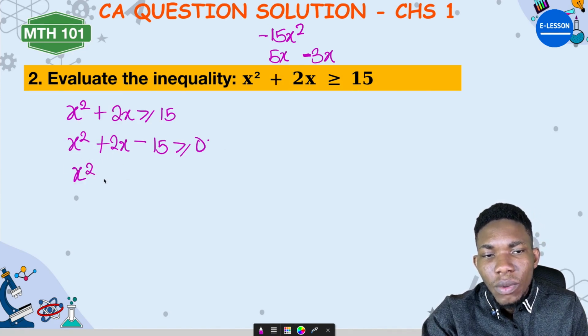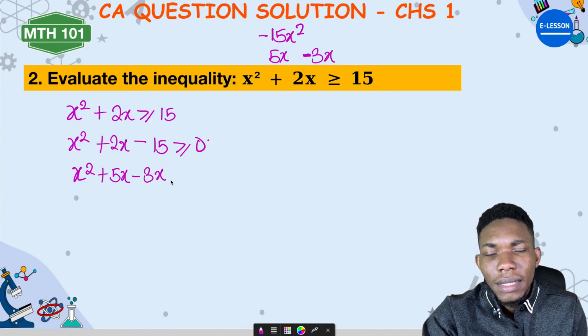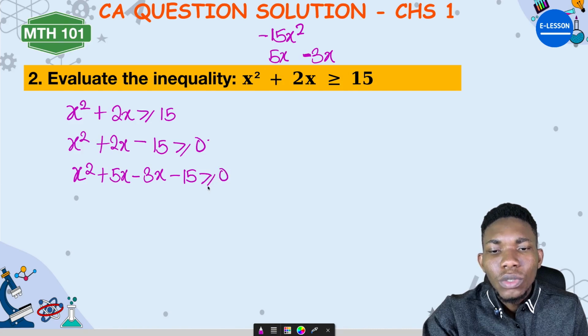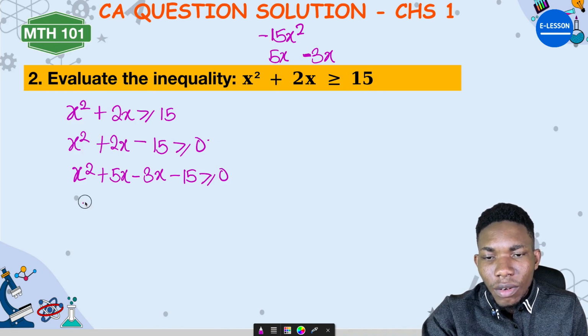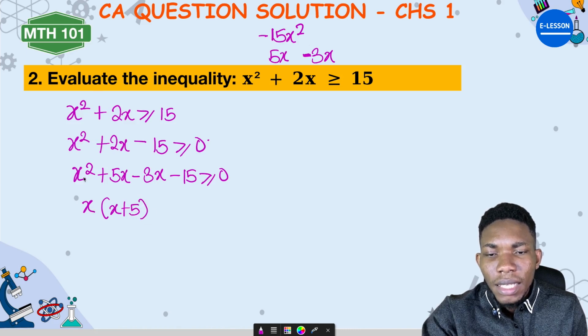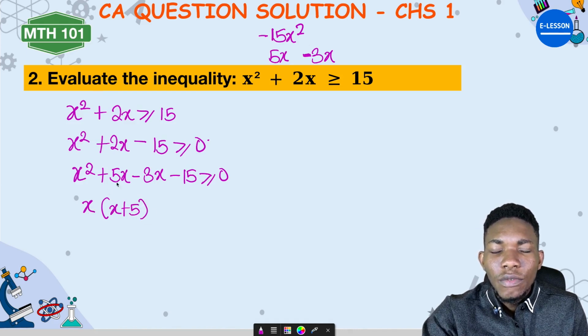So we put that into this equation. This will give us x squared plus, wherever you see this 2x, put 5x minus 3x minus 15 is greater than or equal to 0. What is common between x squared and 5x? Of course, x is common. So we have x plus 5, because x squared divided by x gives us x, and 5x divided by x is going to give us 5. What is common between minus 3x and minus 15? Of course, minus 3 is common.